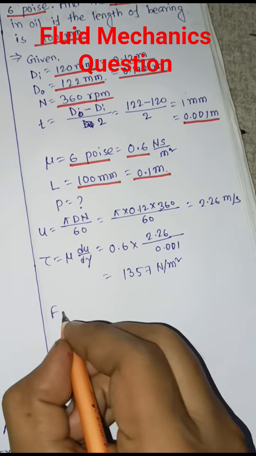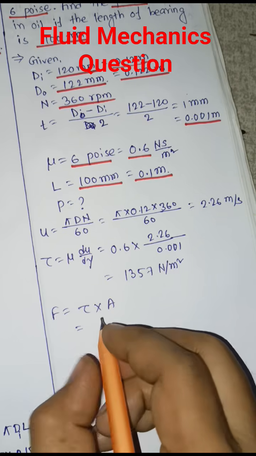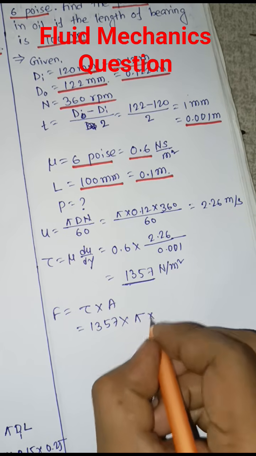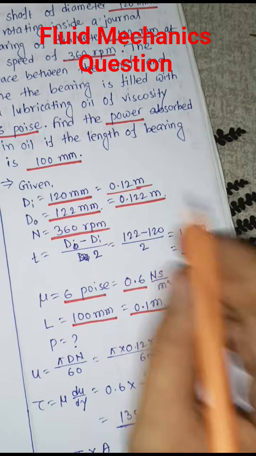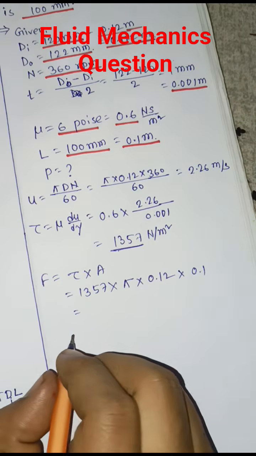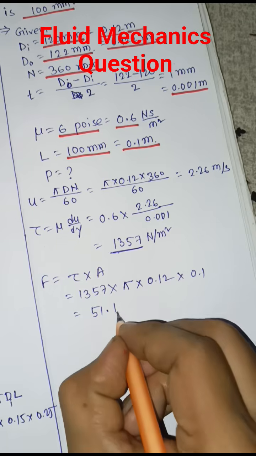Okay. Now if you want to calculate the force, that is equal to shear stress into area. So shear stress is 1357, into area, that is pi into d, the diameter, that is 0.12. So this is the inner diameter, 0.12, into L. What is the value of L? That will be 0.1. So from here you can get the force, that is 51.16 Newton.